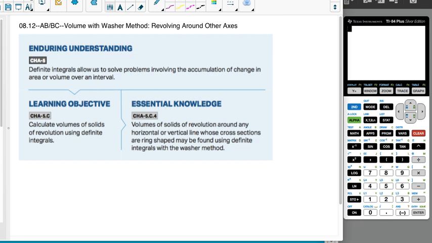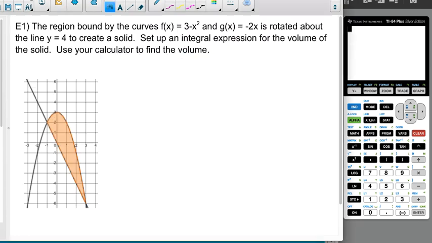So we're going to do volume with the washer method the same way we did in section 11, but this time we're going to revolve around other axes, not always the x or y axis. So again, we're going to have to pay a little bit more attention to that other bound, right? When we do top minus bottom or left minus right, one of those quantities has always been 0 when we're using an axis, and now we're not going to be.